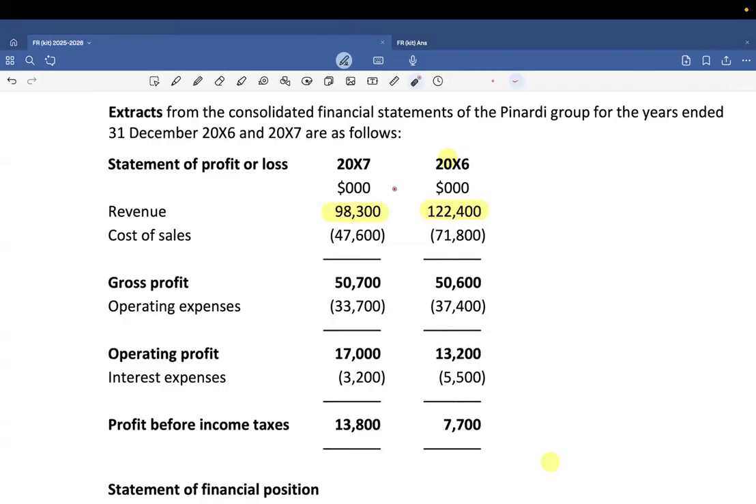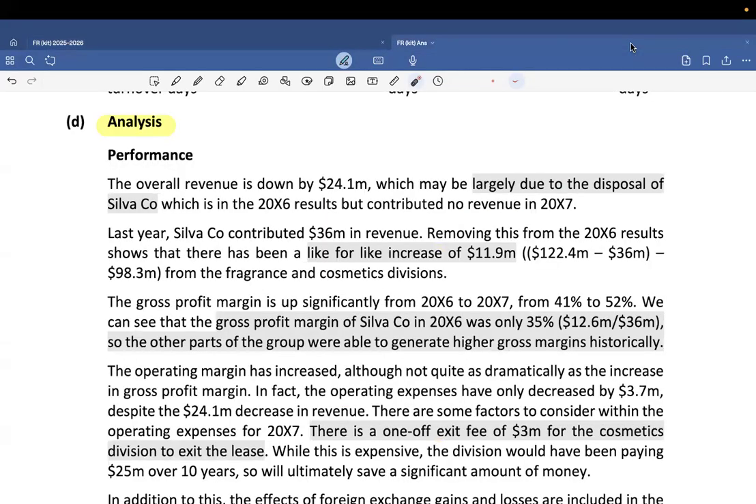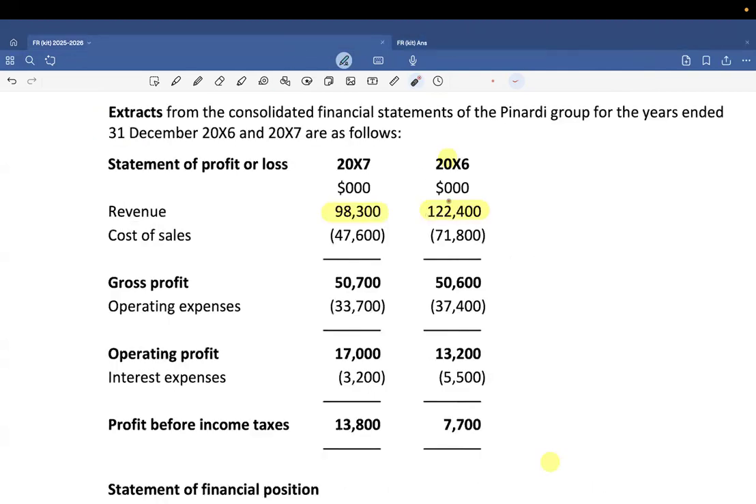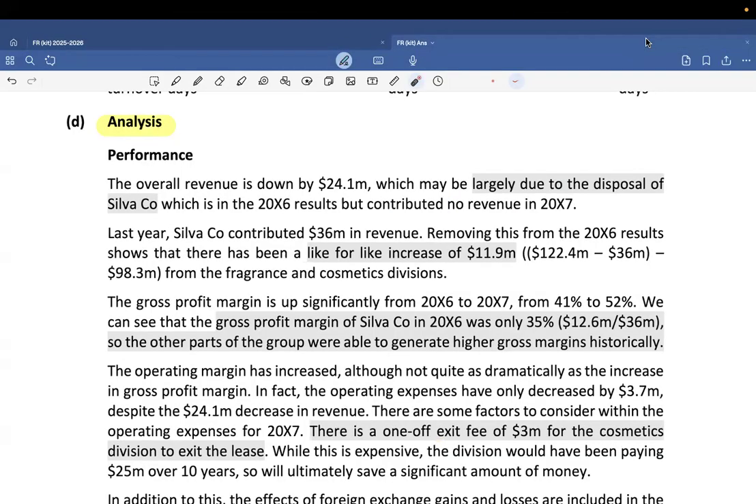In terms of removal, purely by speaking of the amount being given here, 98,300, there is a 24,100,000 difference in the revenue, right? And this particular difference is why? Because there has been a disposal. Clear? Understood?